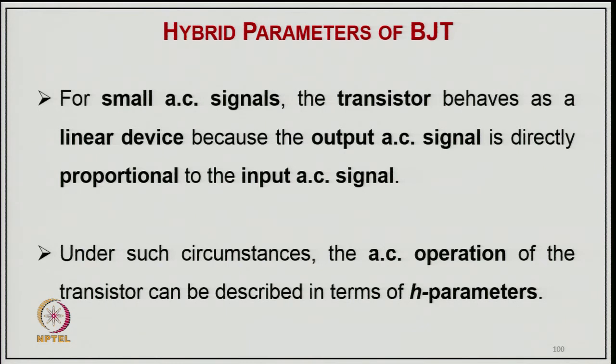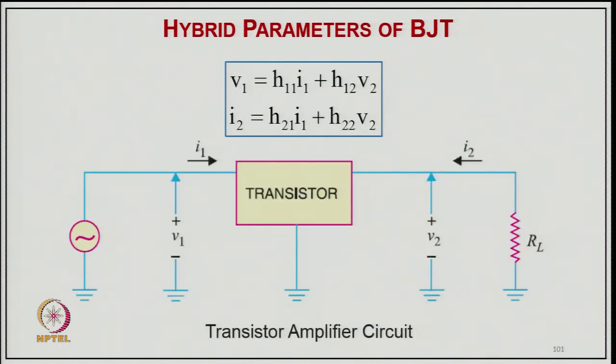Even there we gave a similar example, that H parameter is normally applied for BJT circuits. So, for a small AC signal, the transistor behaves as a linear device, because the output AC signal is directly proportional to the input AC signal, and under such circumstances the AC operation of the transistor can be described in terms of H parameters. And now, this is the transistor as a 2-port network, which we discussed earlier. So, for hybrid parameters, V1 input voltage will be H11 I1 plus H12 V2, and I2 will be equal to H21 I1 plus H22 V2.